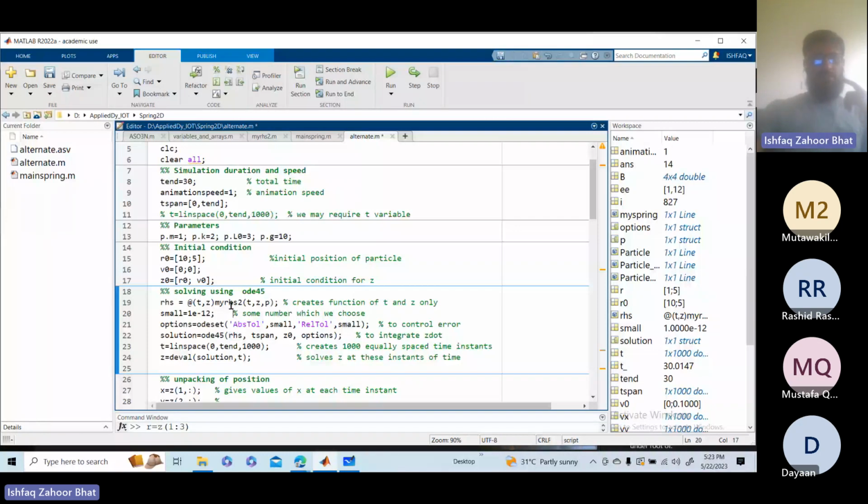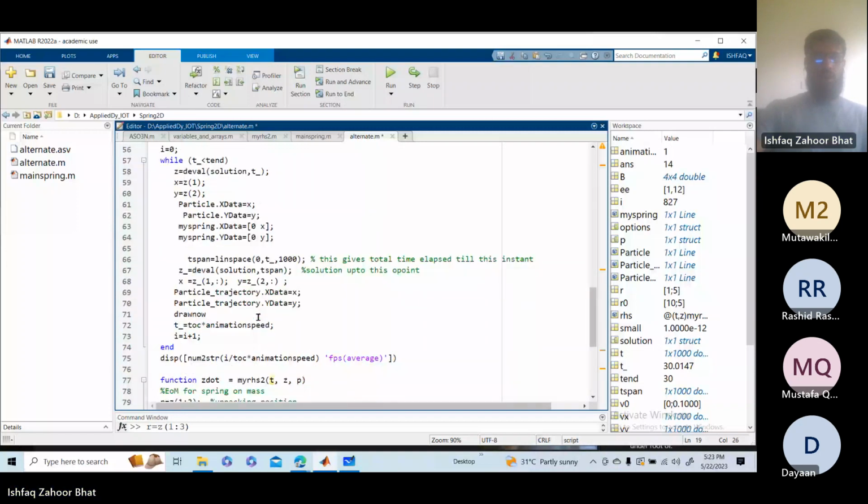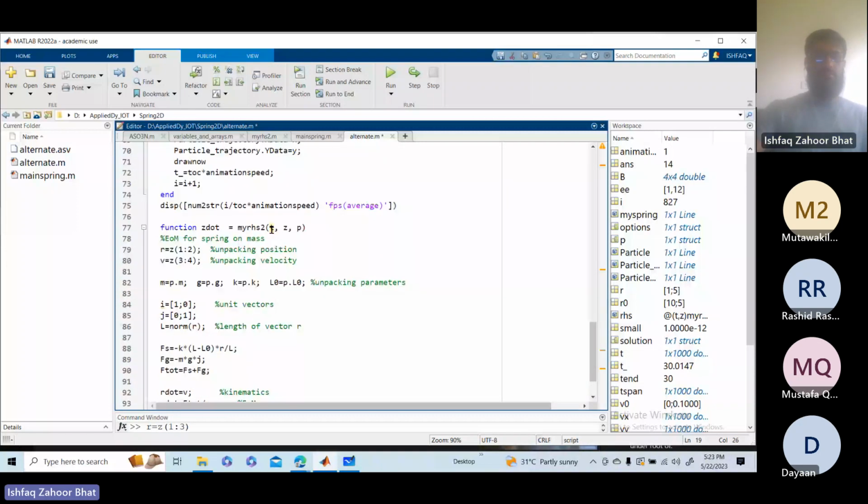And why am I defining it like this? I have told you before, when we define a function like this, it means that there are only two variables. What are the variables? T and Z. What were the variables for this function, my RHS2? How many variables were there? T, Z, and P. So there were three variables. I have to feed three variables to this function in order for it to give me the value of Z dot.